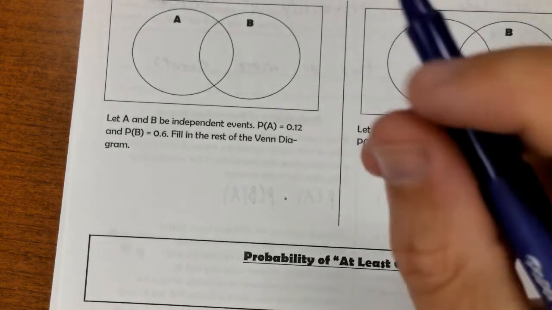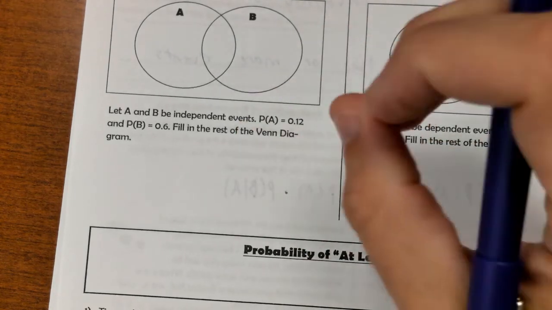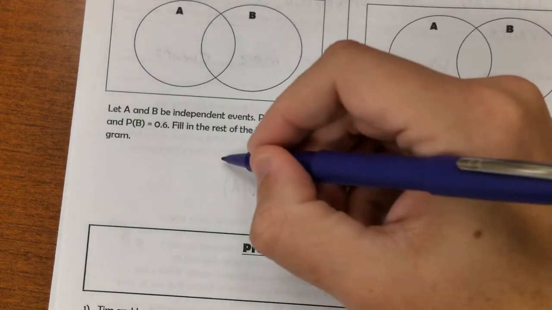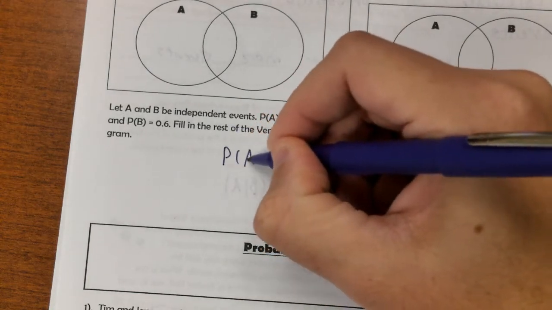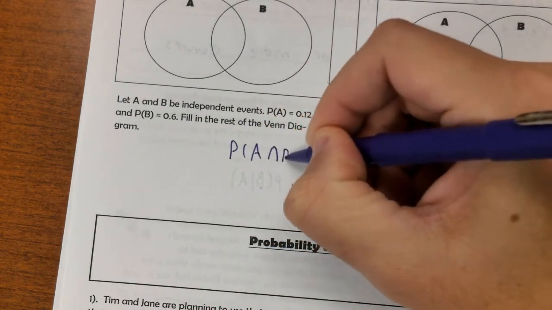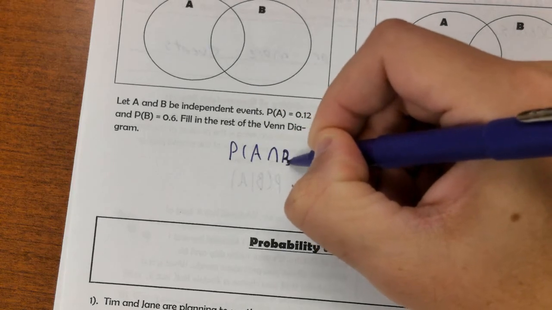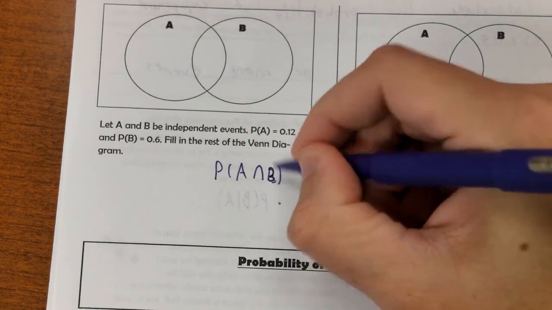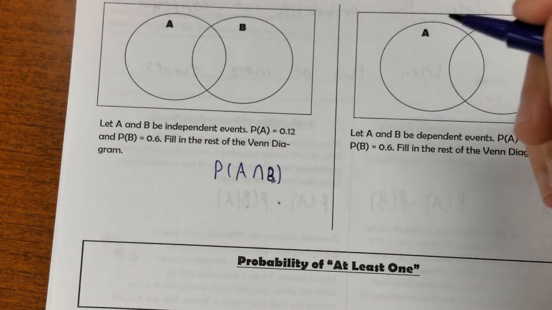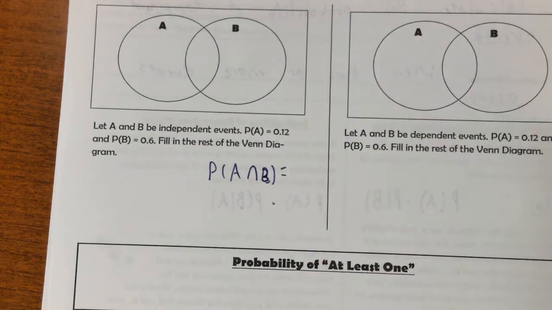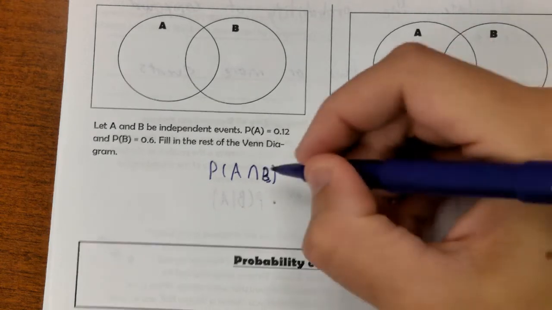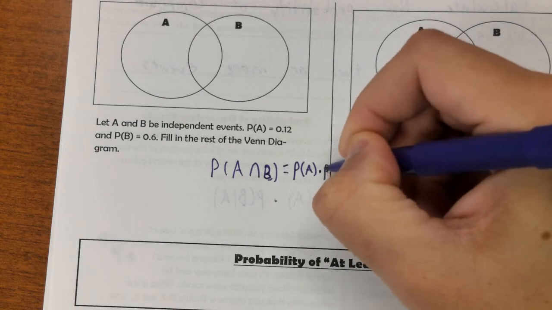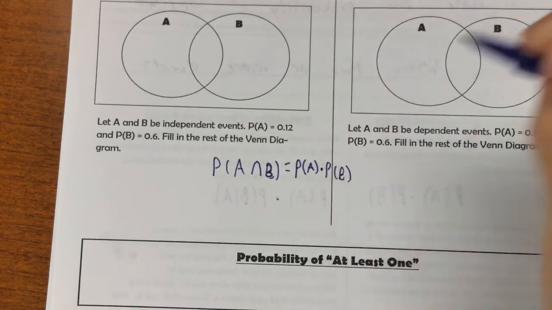And I'm going to tell you a little hint here. If A and B are independent events, then the probability of A and B, remember that's always where we start when we're filling out these Venn diagrams, is this middle piece right here. But we don't know the probability of A and B, except we do. When they're independent events, we know that the probability of A and B is equal to the probability of A times the probability of B.